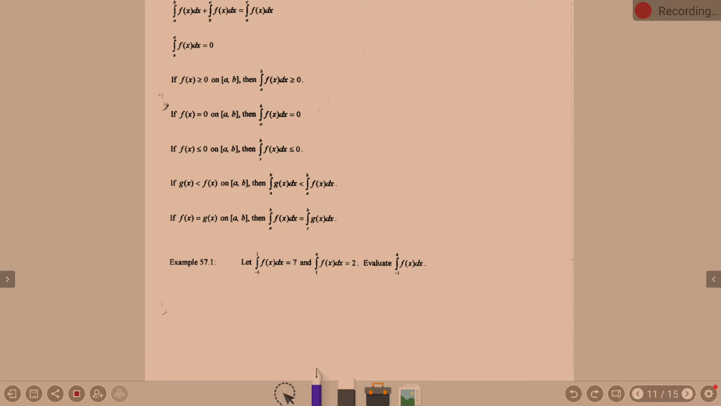And the catch here is, do we know what f of x is? We don't know what this function is, so we can't actually do the integration. We have to go by our rules here. Ethan? And why can we just add them together?